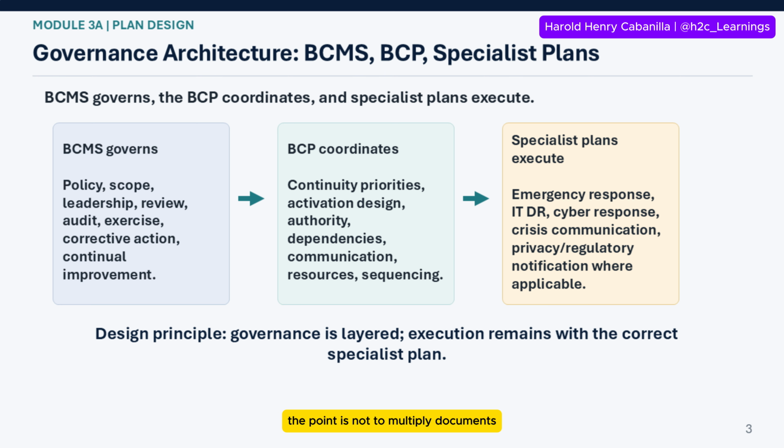The point is not to multiply documents, the point is to clarify accountability. If the BCMS is expected to execute every technical action, governance becomes unrealistic. If the BCP attempts to contain every specialist procedure, the plan becomes oversized and difficult to use. If specialist plans operate with no BCP coordination, recovery may become fragmented. The preferred architecture avoids these failures. The BCMS governs the discipline. The BCP coordinates the continuity arrangement. Specialist plans execute their defined procedures. That separation keeps the BCP focused, usable, and aligned to approved BIA requirements.